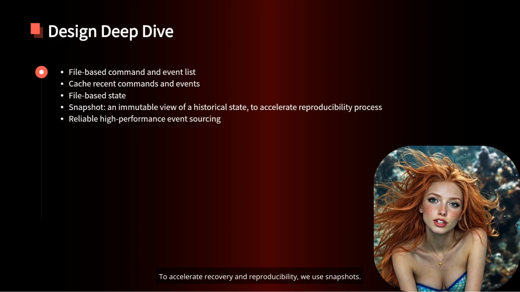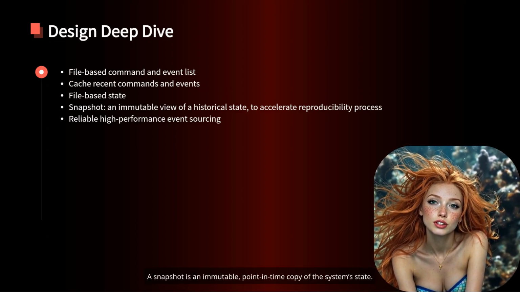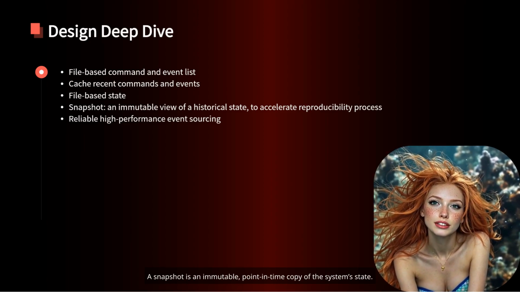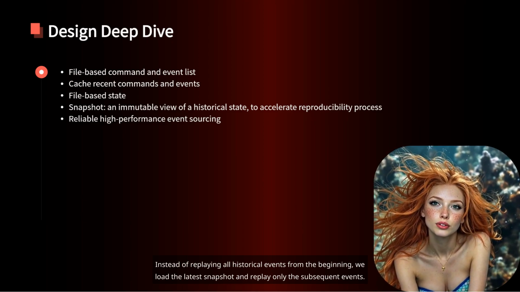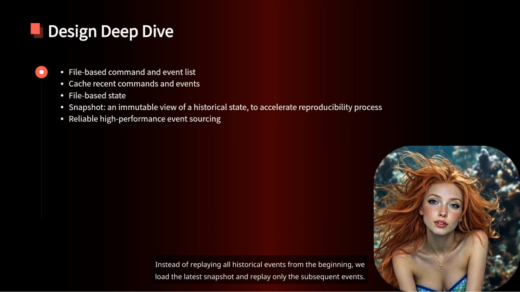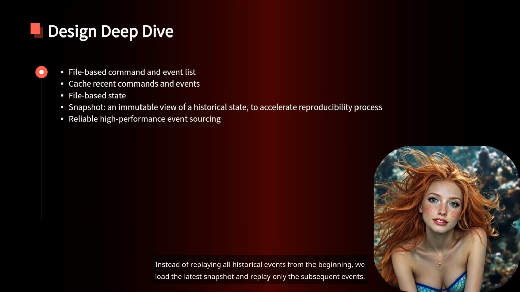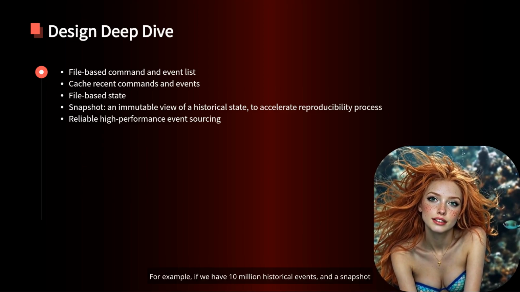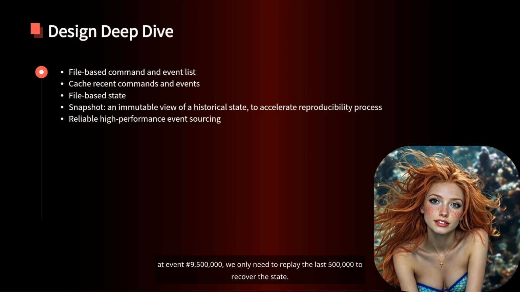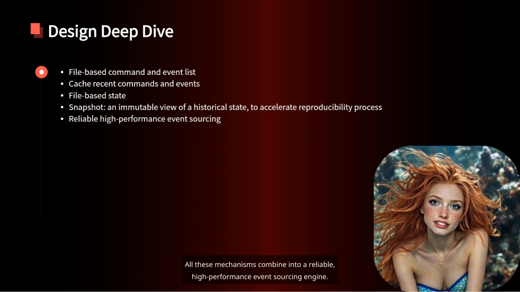To accelerate recovery and reproducibility, we use snapshots. A snapshot is an immutable, point-in-time copy of the system's state. Instead of replaying all historical events from the beginning, we load the latest snapshot and replay only the subsequent events. For example, if we have 10 million historical events and a snapshot at event number 9,500,000, we only need to replay the last 500,000 to recover the state.